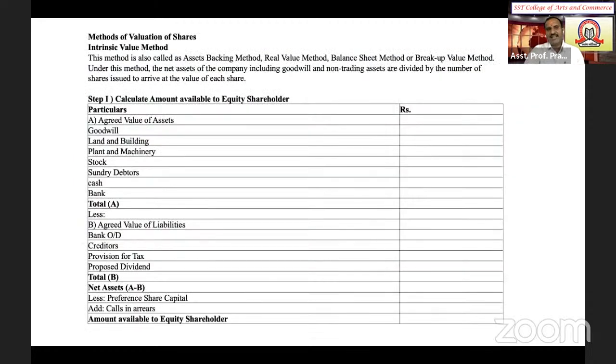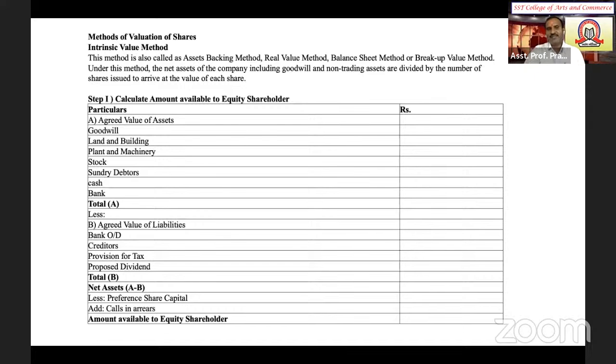Now the question will arise regarding the valuation of shares. Again, valuation of shares, my dear students, there are 3 methods of valuing the shares. One is the intrinsic value method, which is called by different names: assets backing method, real value method, balance sheet method, breakup value method, many names for this method.